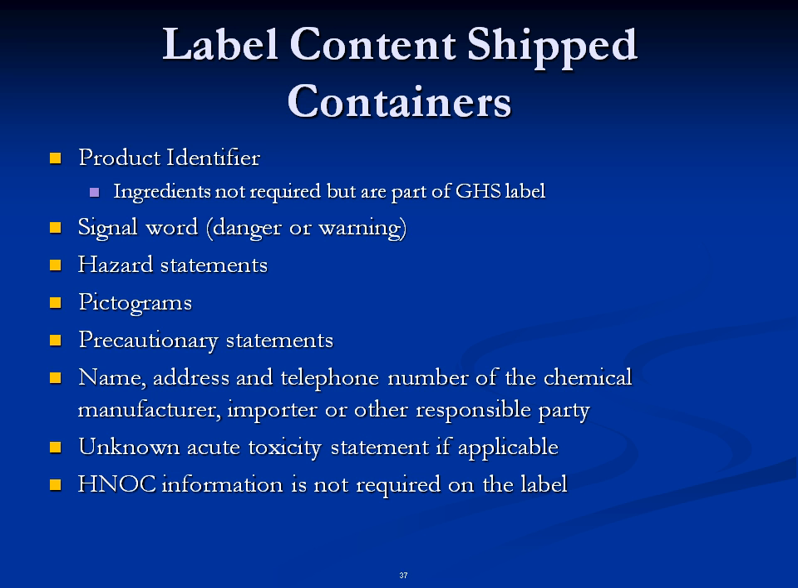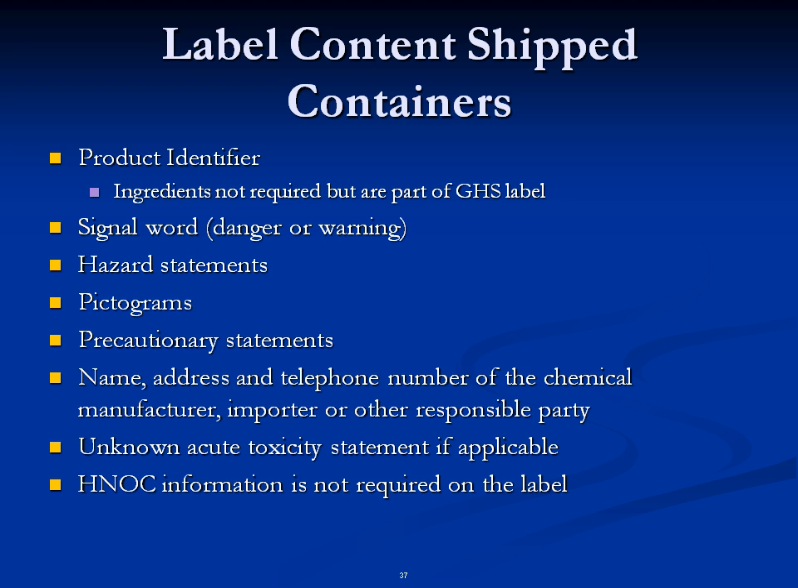So the product identifier, which can be any trade name or any name that you want to apply as long as it's the same as used on the safety data sheet. A signal word, which will be either danger or warning, hazard statements, precautionary statements, pictograms, and the name and address and telephone number of the chemical manufacturer, importer, or other responsible party. So do remember that in the past we didn't have to have telephone numbers on the labels. In the future we will.